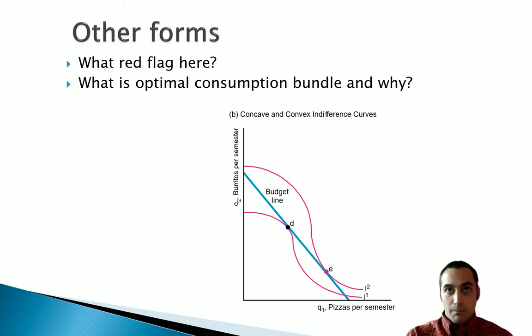So looking at bundles A and B, D and E, which is best? Well, it looks to be E. It looks like this tangency is the interior solution for our maximum. This is our interior solution for the minimum.